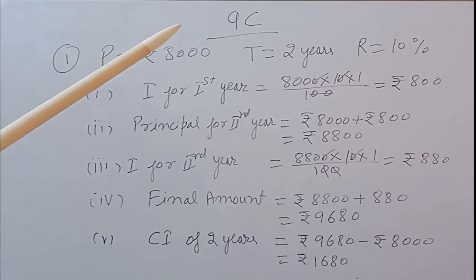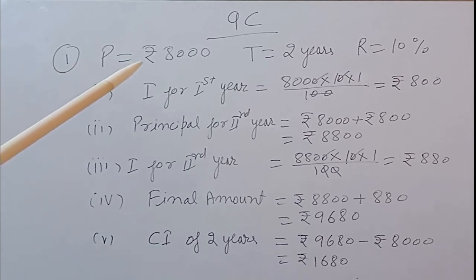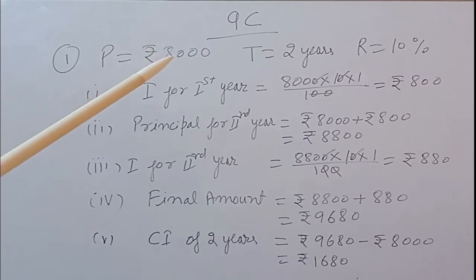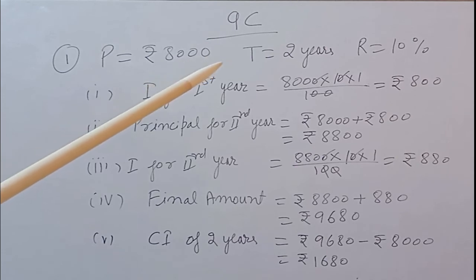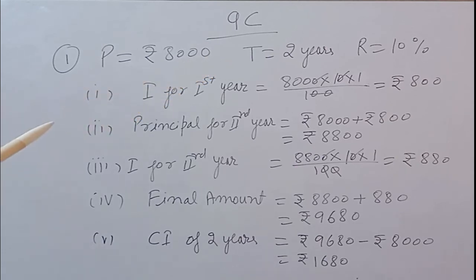As we are finding out the compound interest, we have to take the interest step by step. First we will find out the interest of the first year, so we will take the time 1 year. I for the first year will be 8000 into 10 into 1 upon 100, that is rupees 800. Now we have to find the principal for the second year. Principal for the second year will be the principal of the first year plus the interest of the first year, that is rupees 8000 plus 800, that is rupees 8800.